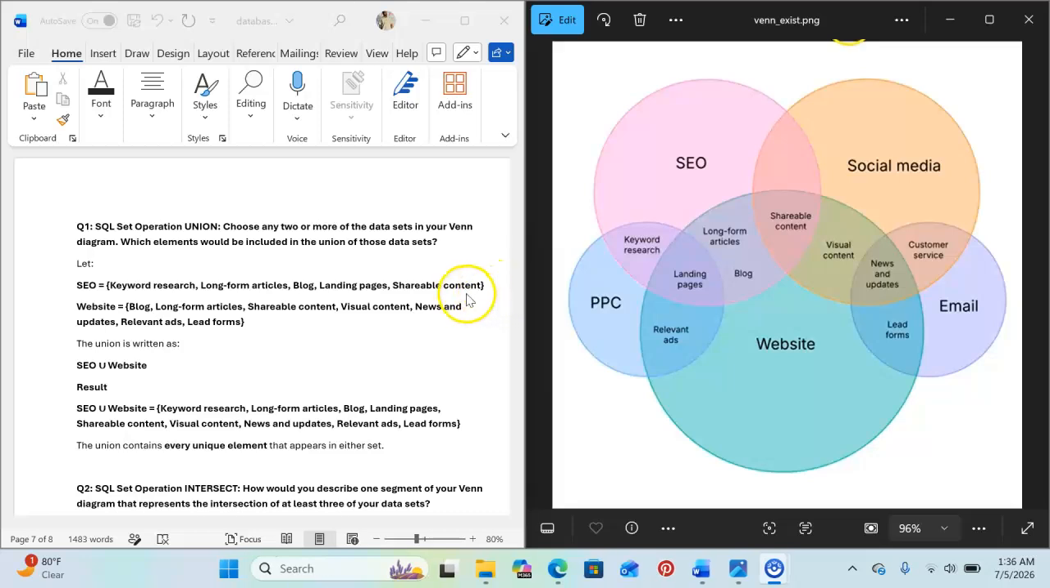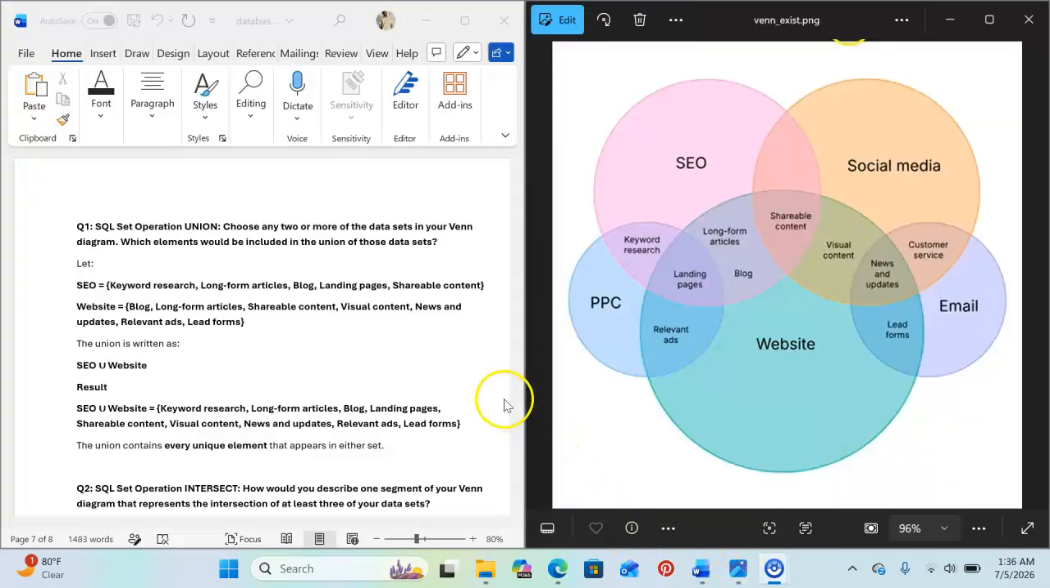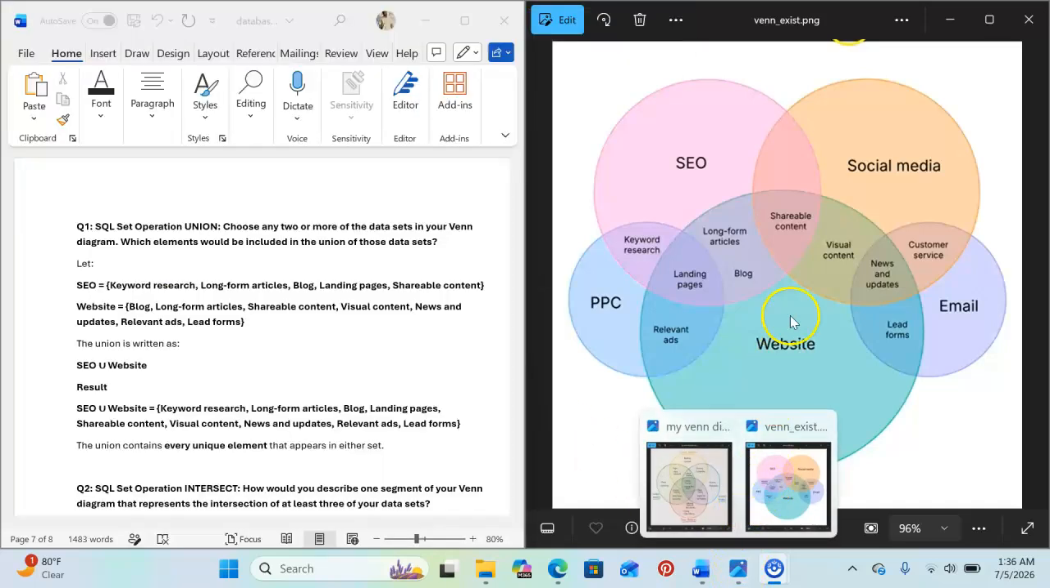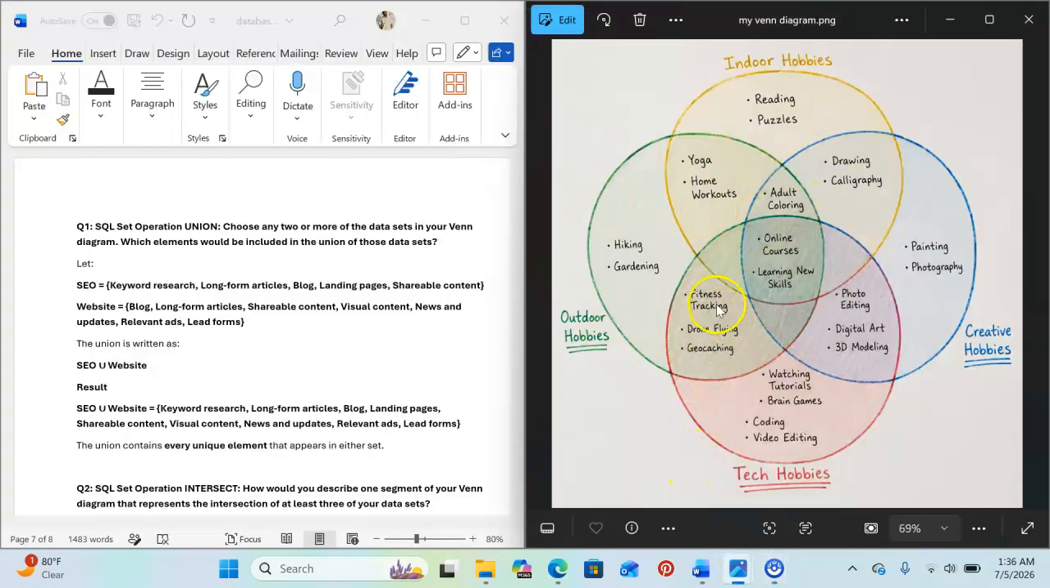Hello, my name is Anthony Aje, and in this assignment we are to find a Venn diagram and answer some questions. We are also to draw our own Venn diagram and, from there, answer some basic questions, six of them. So this is the Venn diagram that I found, and this is the Venn diagram that I drew.